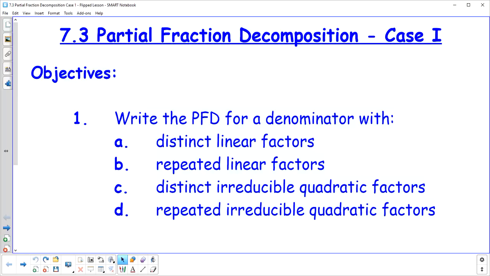Okay, pre-calc. So first of our videos about partial fraction decomposition. This is case 1. We're going to explain briefly each case and then how to solve one that is case 1. So you'll see the 4 different cases are listed. We have what are called distinct linear factors, repeated linear factors, and then distinct irreducible quadratics and repeated irreducible quadratics.